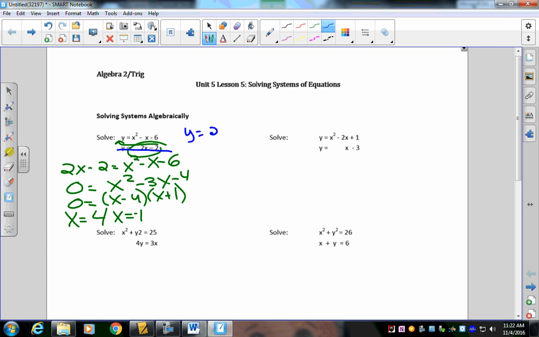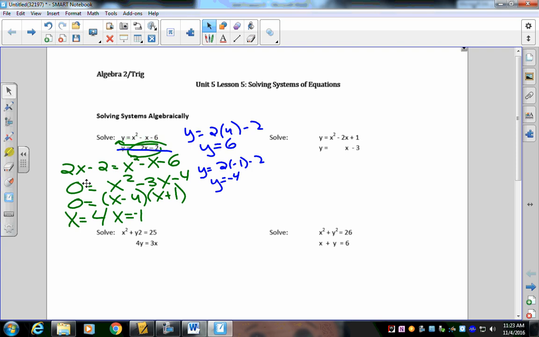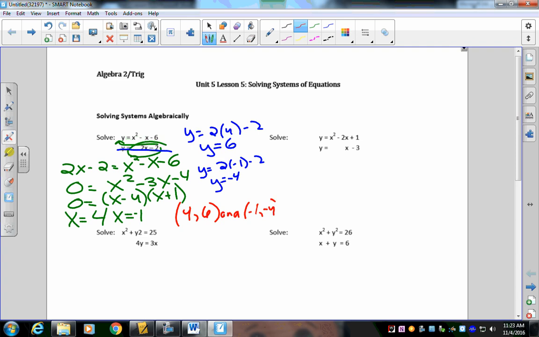So I plug in the 4, right, and I simplify and I get 6. And then I'm going to plug in the negative 1, and I simplify and get negative 4. So my final answer will be a set of points, okay, (4, 6) and (negative 1, negative 4). Just make sure you match up the correct x and y's. All right, so I see that that quadratic and line do cross in 2 places.